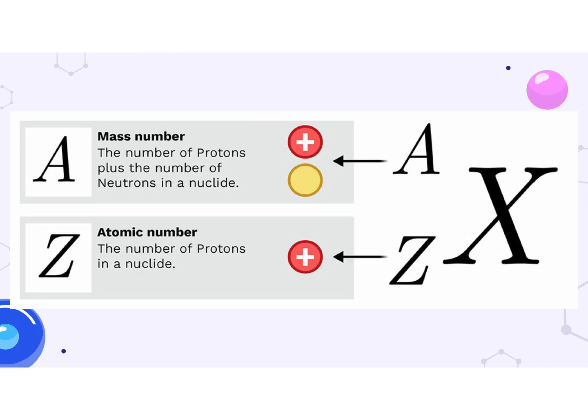So where are you going to find some of this information? Remember that the periodic table is going to be your key. That's going to have the atomic number. It's going to have the atomic mass. It's going to have the element symbol.